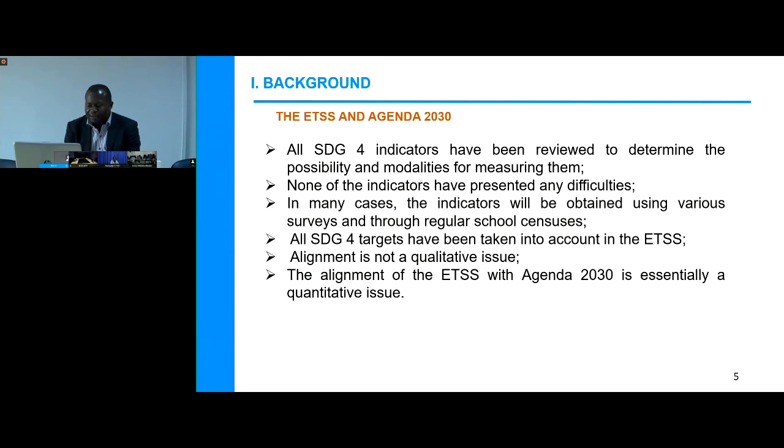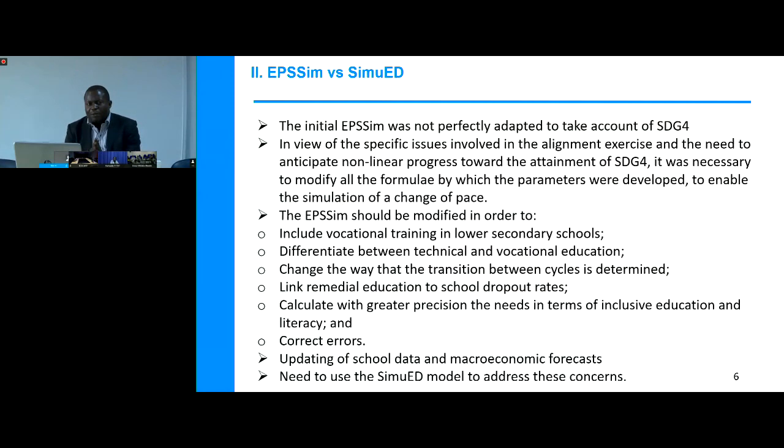So the alignment of the ETSS with Agenda 2030 was essentially a quantitative issue for the SDG, knowing that we couldn't. We had to see how we could cover SDG 4.